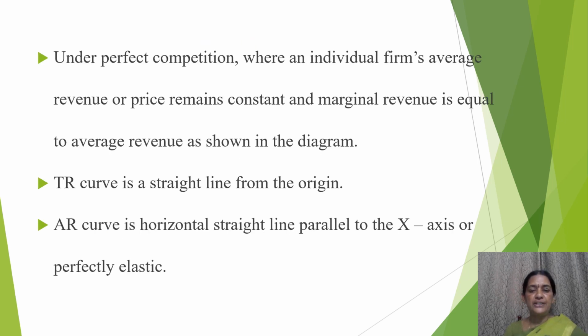Under perfect competition, when an individual firm's average revenue or price remains constant, marginal revenue is equal to average revenue, as shown in the diagram. The total revenue curve is a straight line from the origin. The average revenue curve is a horizontal straight line which is parallel to the x-axis, or perfectly elastic.